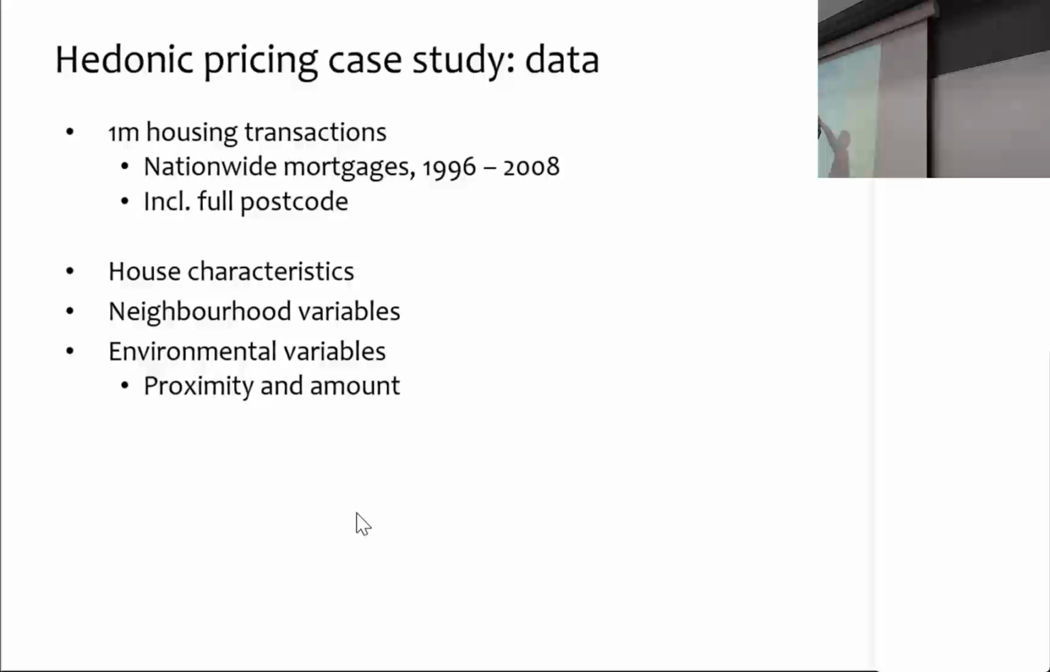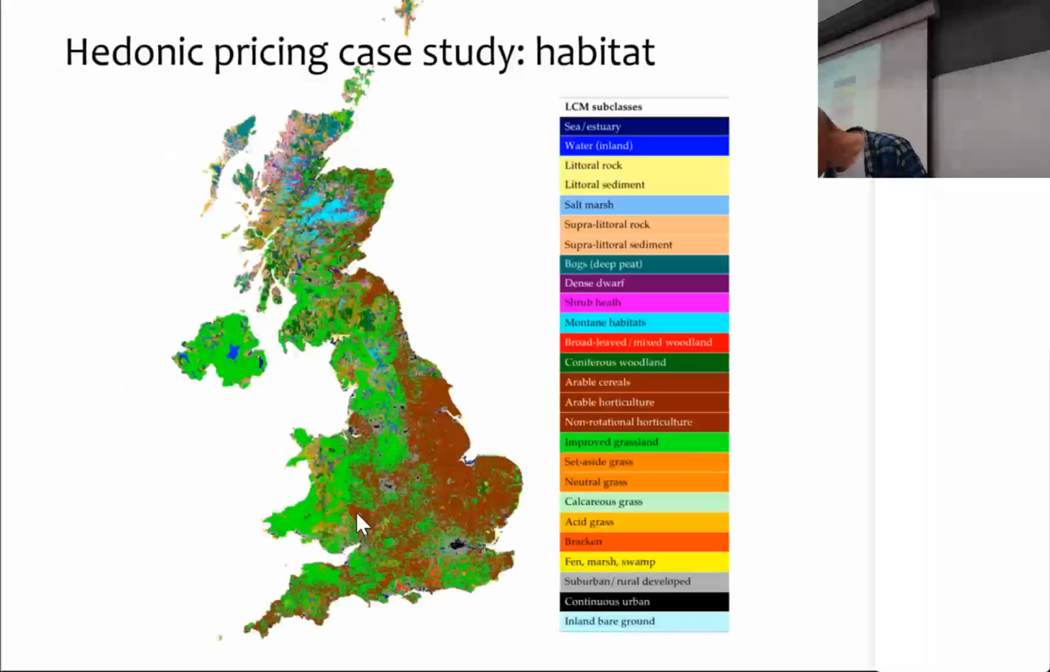They had basic characteristics of the house, they had the neighborhood values because they had the location, and all sorts of environmental variables as well. And one of the maps that they stuck in is this one. I showed you this square before, now we have the entire map. This is what the landscape is like all over the UK. So we have the improved grasslands, we have the neutral grass, we have set-aside grass, I don't know what the difference is, and we have acid grass and calcareous grass, so this is on chalkland, and so it's pretty detailed, right?